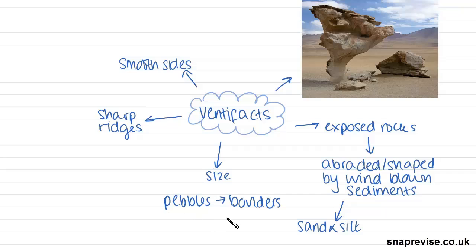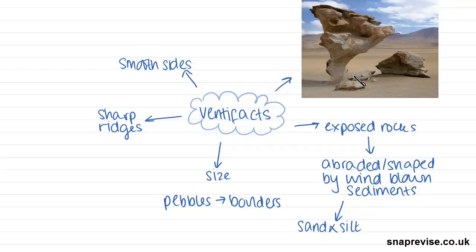They can either be the size of pebbles or, as in this photo, they can be the size of large boulders. And Ventifacts typically have very sharp ridges, as we can see here, and also quite smooth sides, and this is because of the abrasion of the wind that is smoothing these surfaces. It's interesting to point out that the wind is actually strongest at the bottom of the Ventifact, and that is why the bottom here has been eroded down more by abrasion than the top.